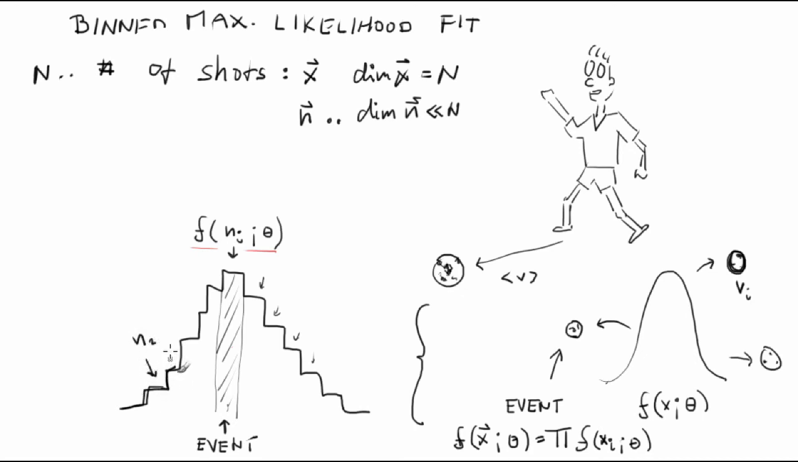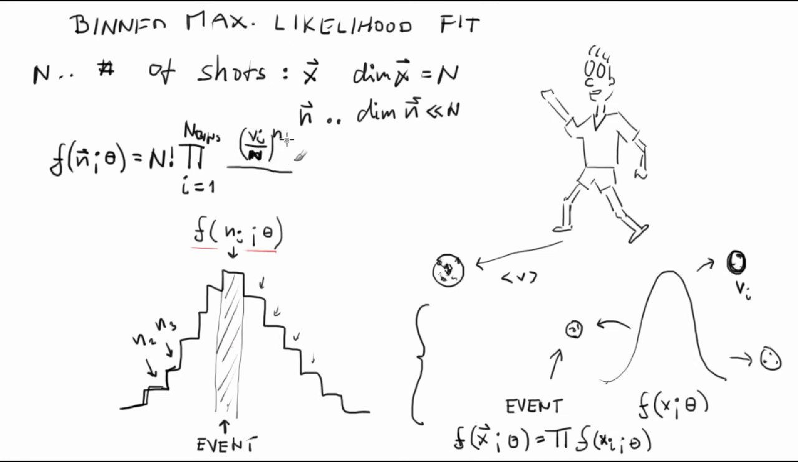Given that the number of shots is fixed, the probability density function for our histogram n is a multinomial distribution. f of n vector with parameter theta equals n factorial times product for i going from 1 to n bins of the fraction nu i with parameter theta over n, this whole to the power of n_i over n_i factorial.